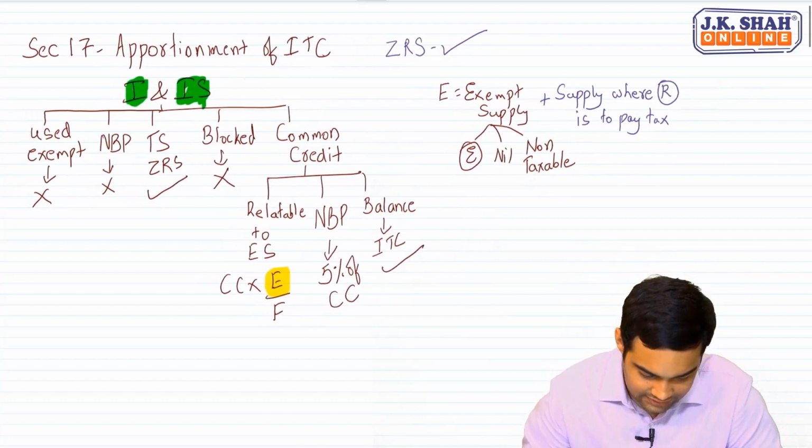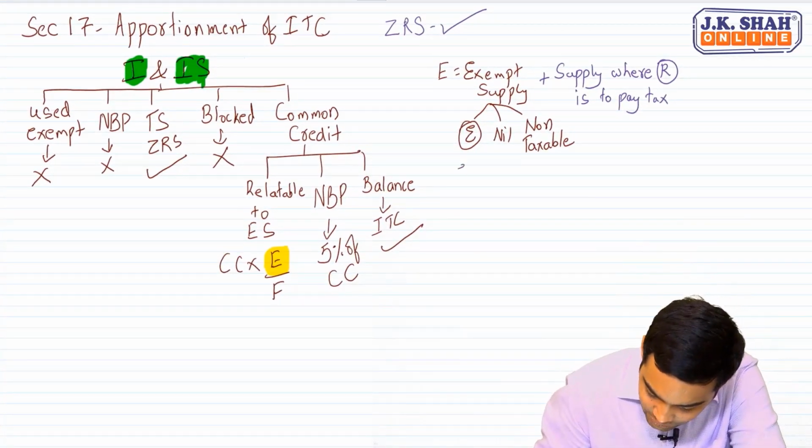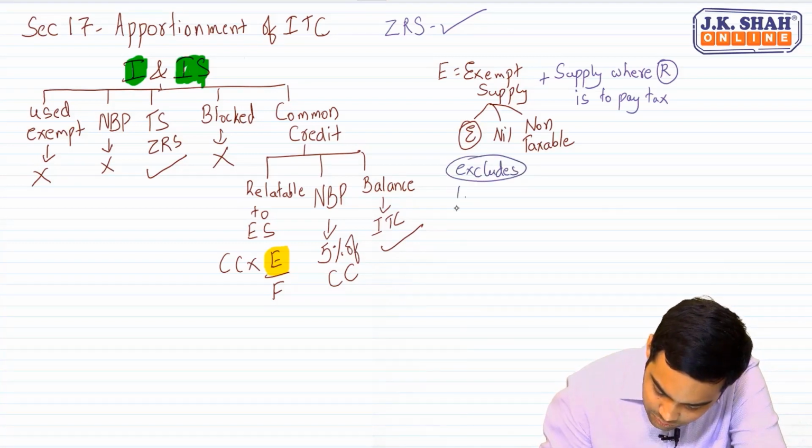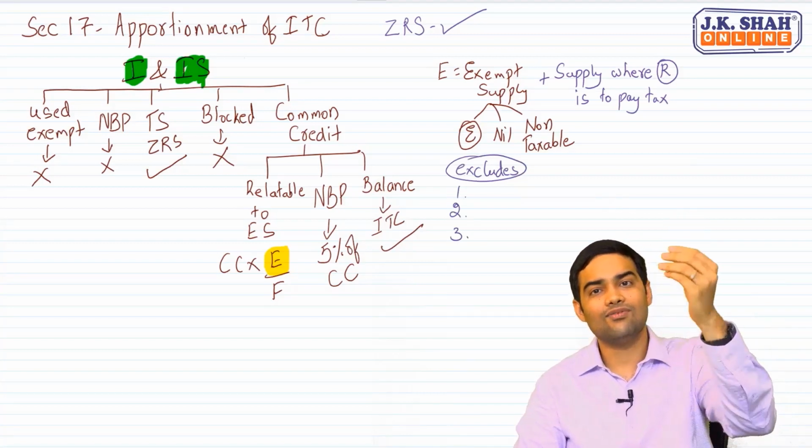Then the issue arises. Why? Because then the law says E excludes 1, 2, 3. There are 3 things which are excluded from E.